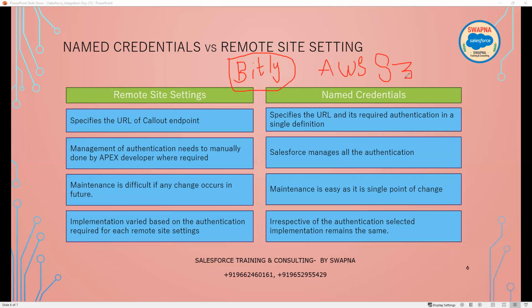Once we are done with Bitly, we will do one more integration, then we will go for AWS S3. So these three projects are left. One is with Bitly, a real-time project. Another one we will do with some different third-party system. One more we will do, and then the AWS S3 integration. AWS S3 is the last integration. So that's all for today.